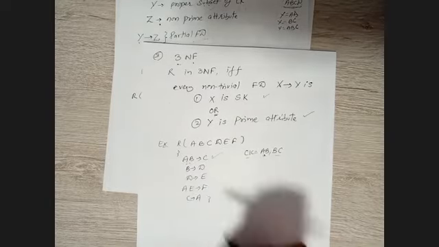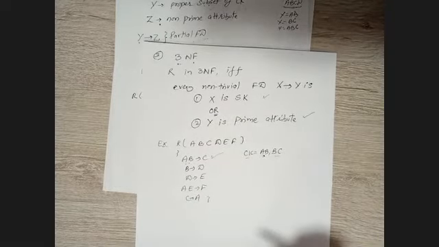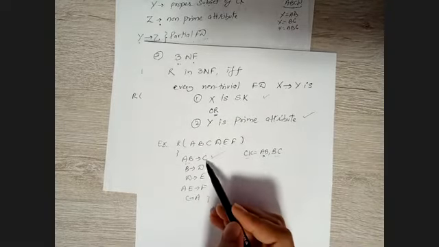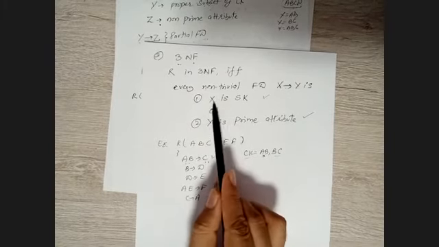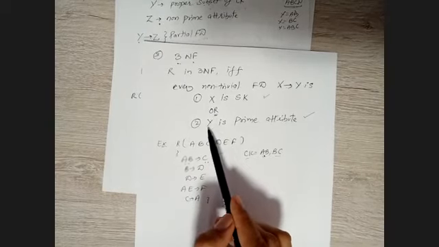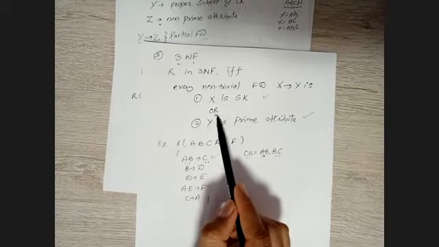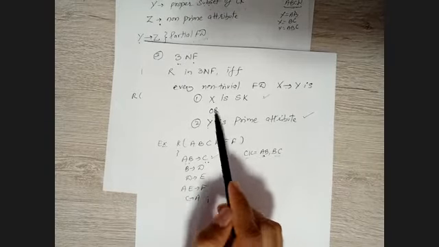So there is nothing wrong with this one, right? Since Y is also a prime attribute, so no worries. First we check for the first condition. If it fails, then we move on to the second one because there is an OR. If either one is true, it is in 3NF.